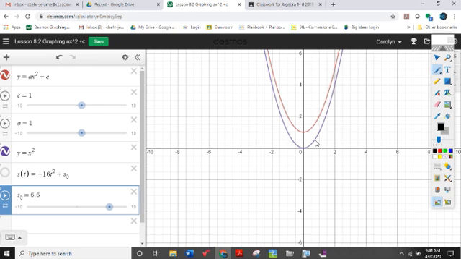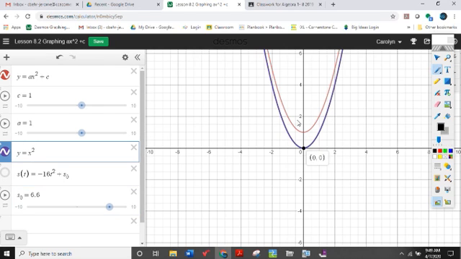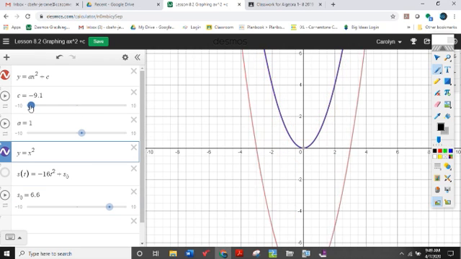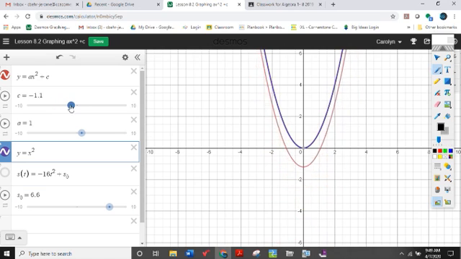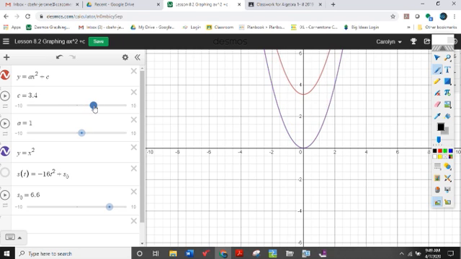The blue or purple line is my parent function, and the red line, so if I want the red line to look like the parent function, I have to make c equal to 0 and a equal to 1. See? That's my parent function. Now, what happens when I change c? Just like the y-intercept of a line, changing c just moves my parabola up or down.